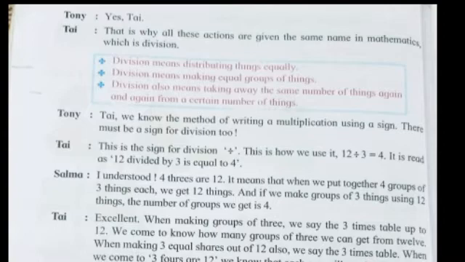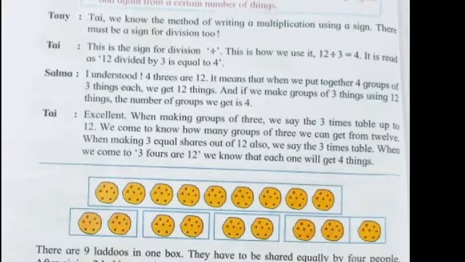So there must be a sign for division too. So Sonu is asking that there must be a sign of division. This is the sign for division. This is how we use it. 12 divided by 3 is equal to 4. It is read as 12 divided by 3 is equal to 4.